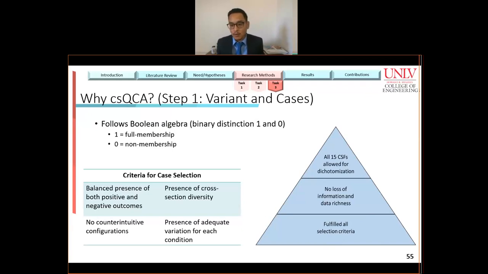All these criteria were fulfilled by CSQCA, but not by the other variants. This is why I selected the CSQCA variant for my study.